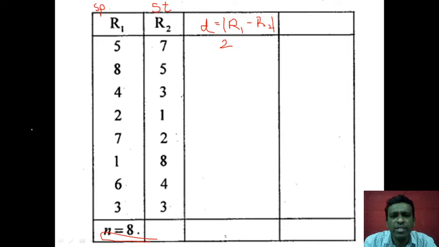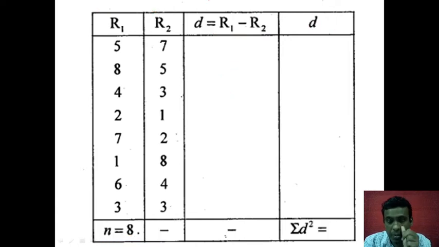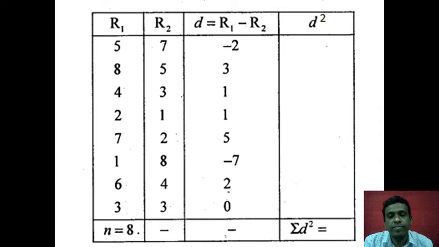8 minus 5 is 3. Whether it is positive or negative, I am not interested in that. 4 minus 3 is 1. 2 minus 1 is 1, and so on. The next column is, so once you do this, you will get these values. Okay, so minus 2, if you want to write, you can write minus 2. It's up to you whether you want to take this minus sign or not. It is up to you.